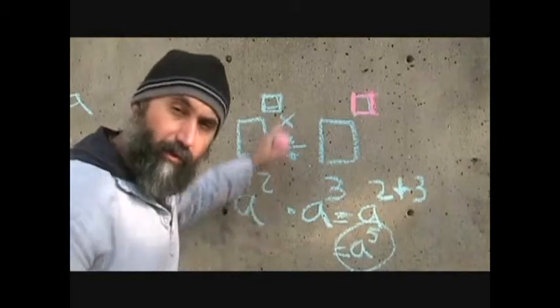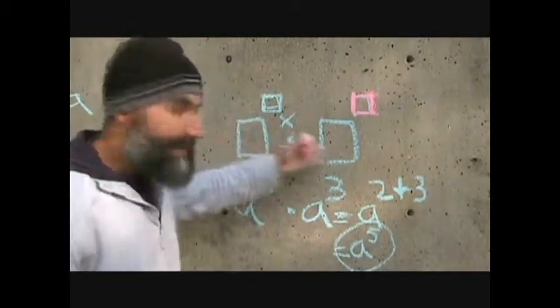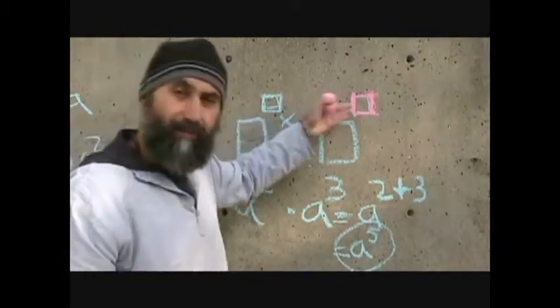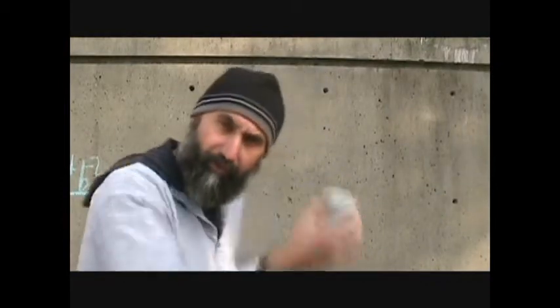So when it comes to multiplication and division, the bases have to be the same, the exponents can be anything. Let's do a few. If you're multiplying two things where the base is the same, the exponents could be the same or different, you just add the exponents. If you're dividing two things where the base is the same, you subtract the exponents. So let's do an example.